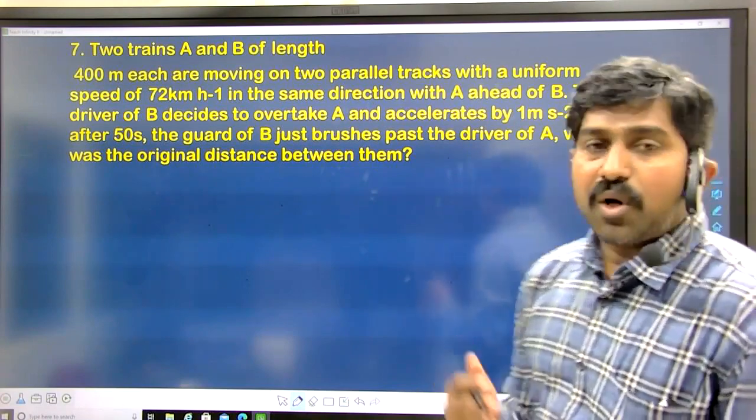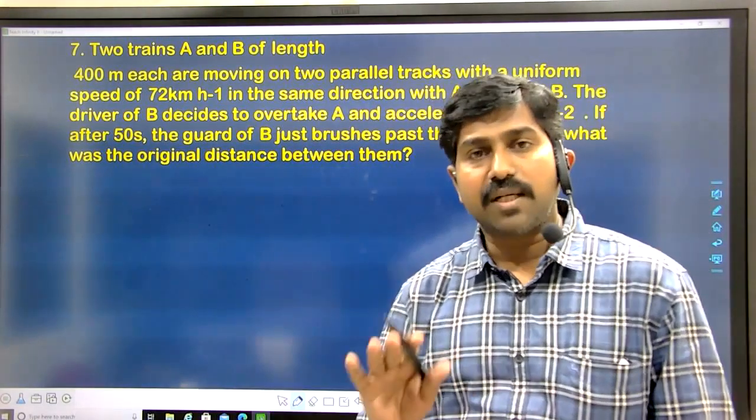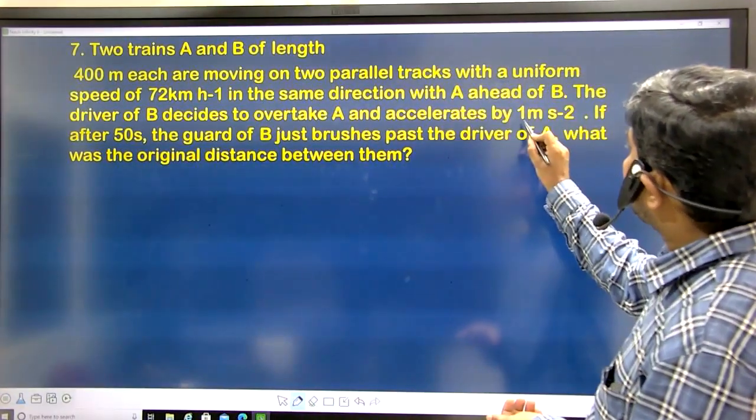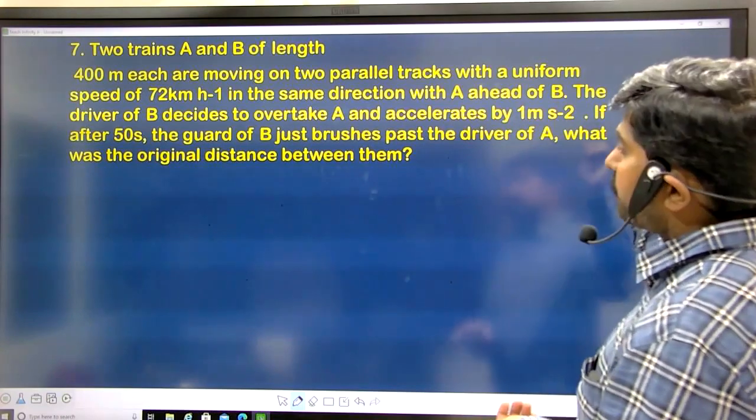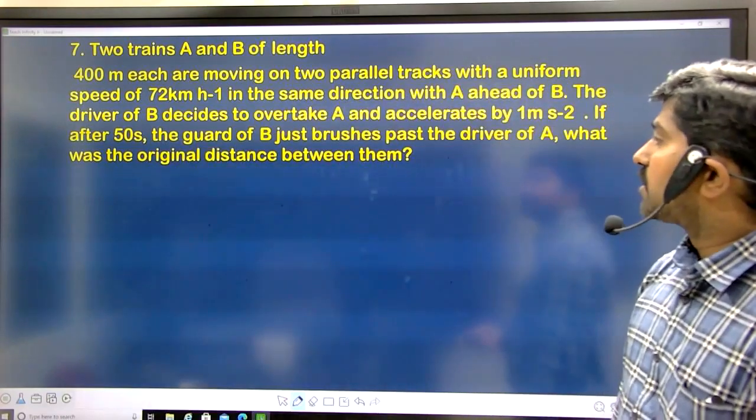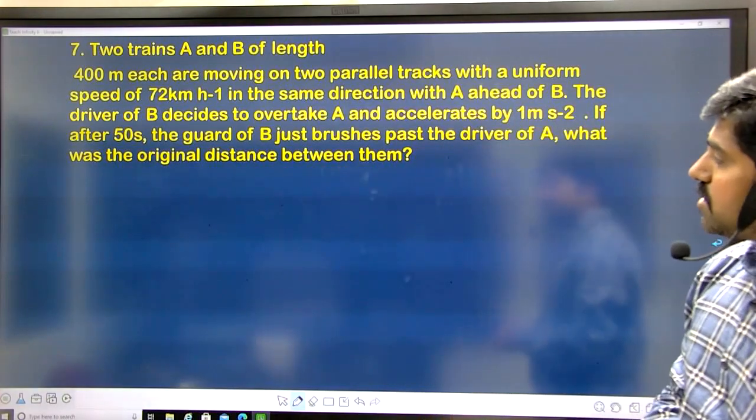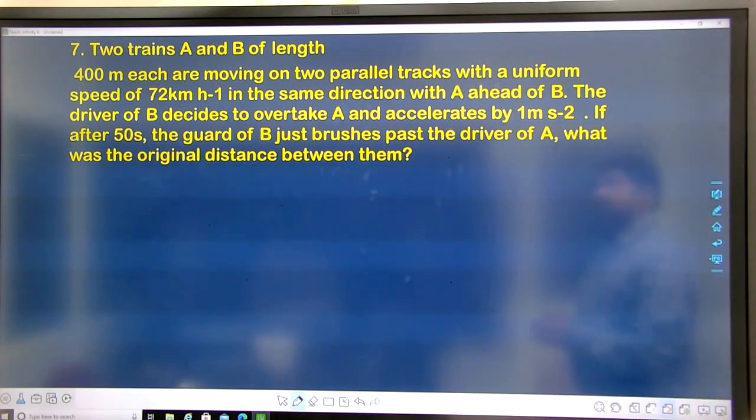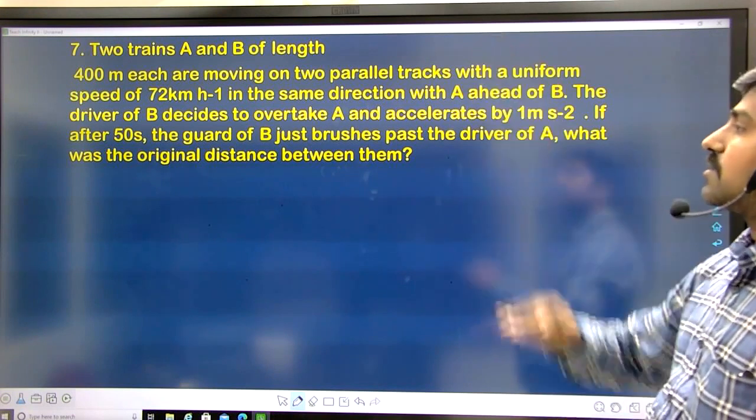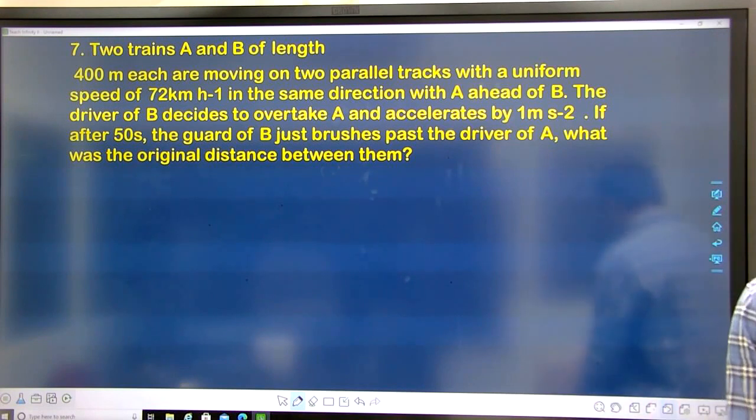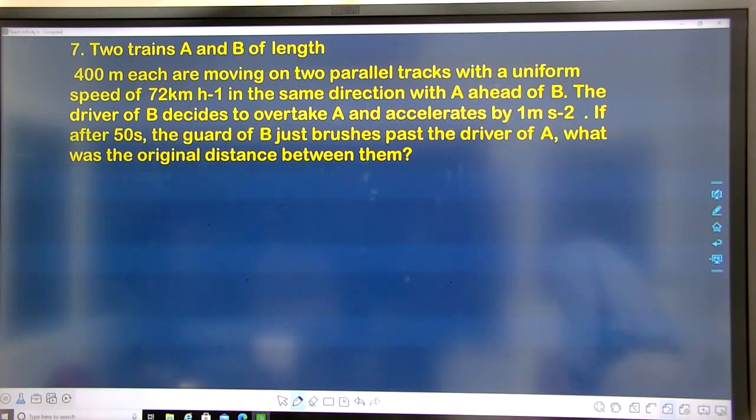If B wants to overtake A here, then definitely he has to increase his velocity. How did he increase his velocity? By having an acceleration of 1 meter per second square. If after 50 seconds, the guard of B just brushes past the driver of A, what was the original distance between them? So after 50 seconds, he just crossed A only. Then in that particular case, they're asking us to calculate what was the original distance between them. You just try to calculate that.